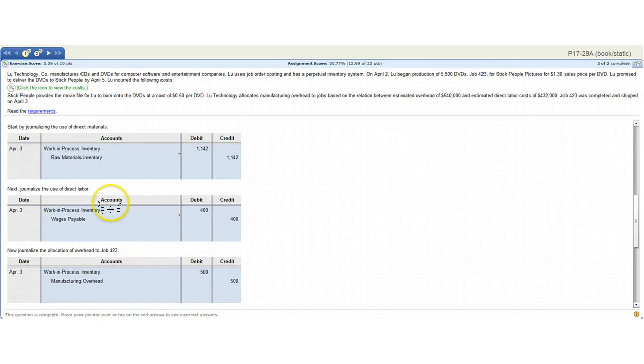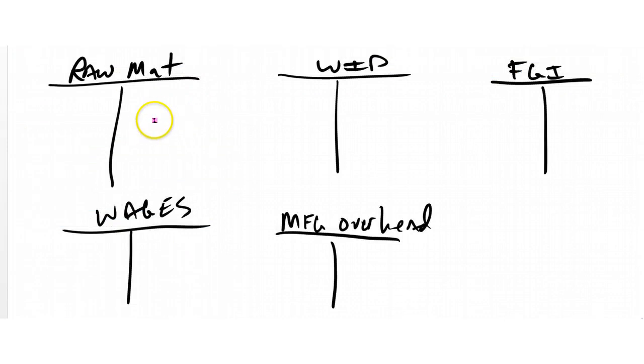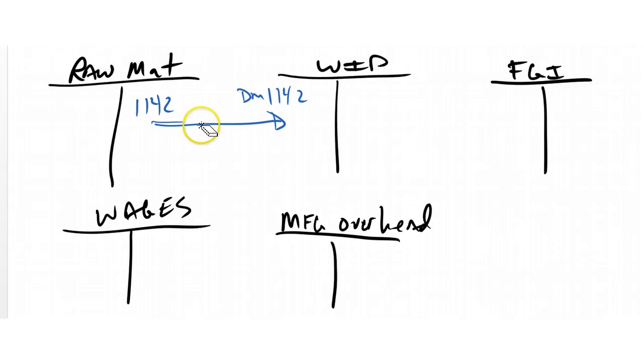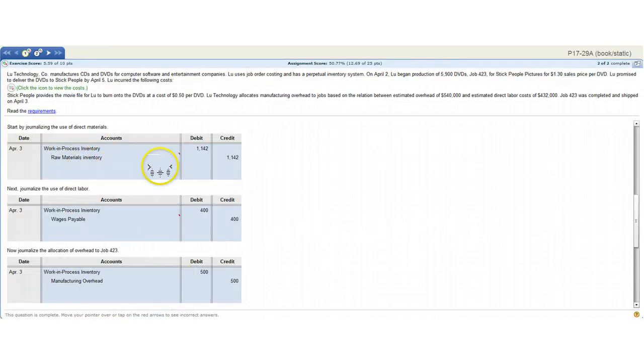Let's go back and look at this. So this says let's journalize the direct materials. Well, we know the direct materials were 1,142, and that comes from here to here. So we're going to credit the raw material account and debit WIP for the direct materials. And that's what we ended up doing here, going out of raw materials into work in process.